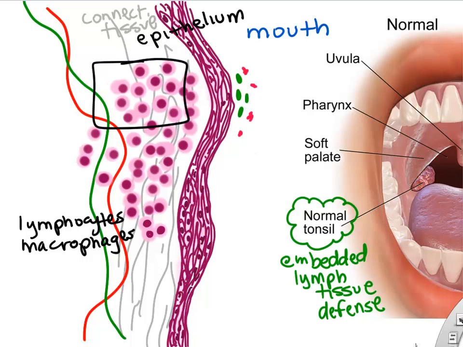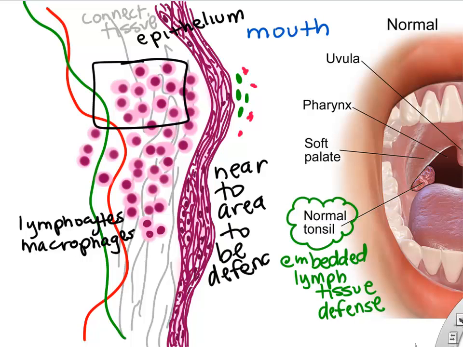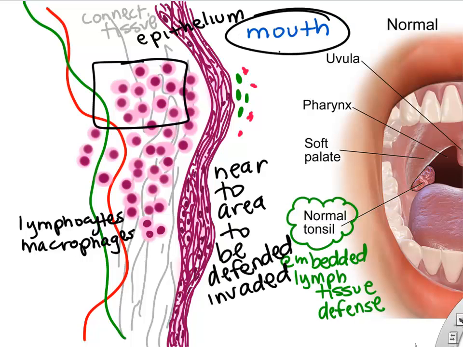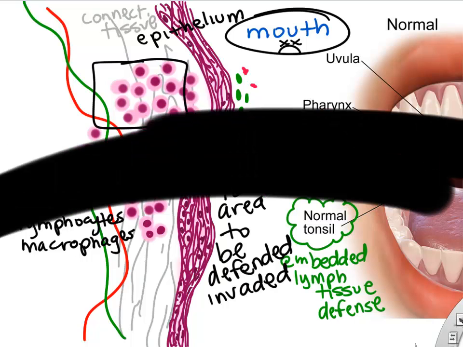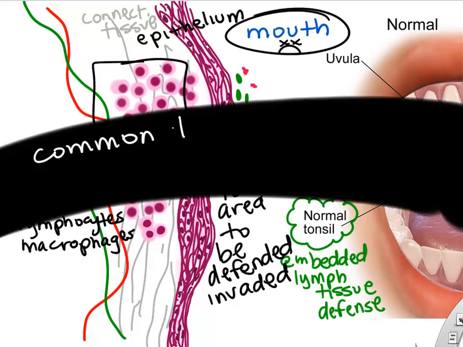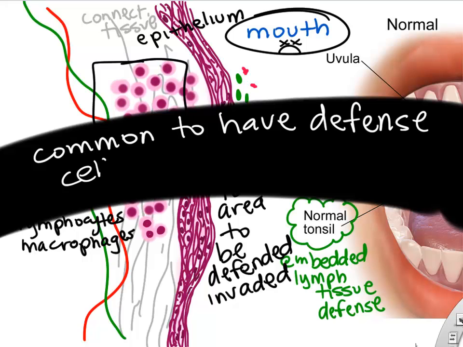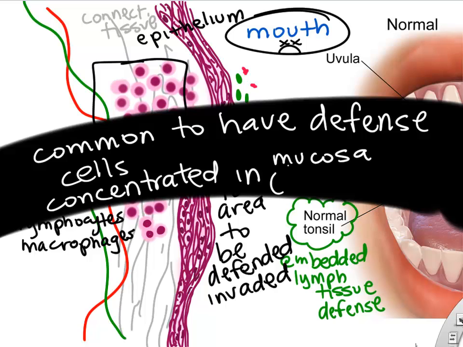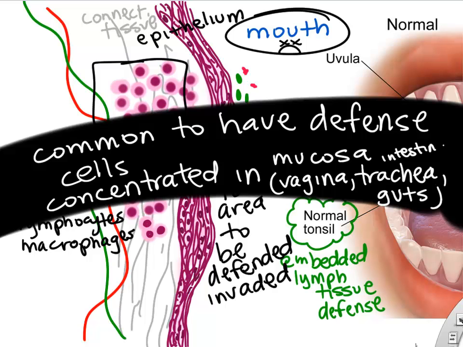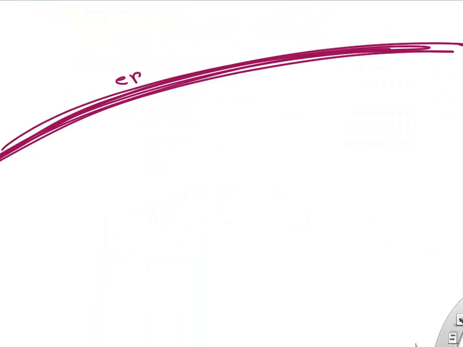Why put them in your mouth? Well, that's where you get exposed to a lot of stuff. So we'll put things like tonsils or tonsil-related tissues wherever we have exposed surfaces. So like our mouth, our reproductive tract, our digestive tract. So it's common to have our defense cells concentrated really underneath epithelia. So remember, mucosa is really just like moist skin. So your trachea, your vagina, your guts, your intestines all have lots and lots of defense cells right underneath that epithelium to defend you.